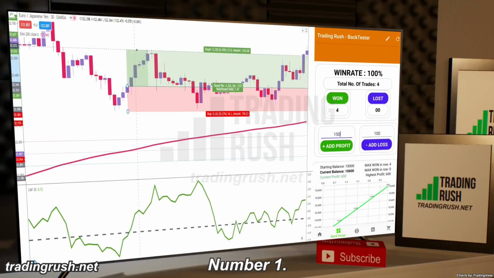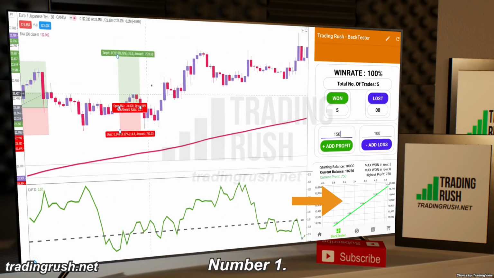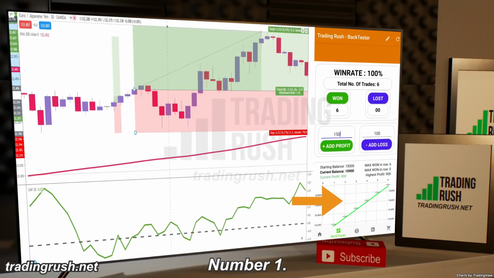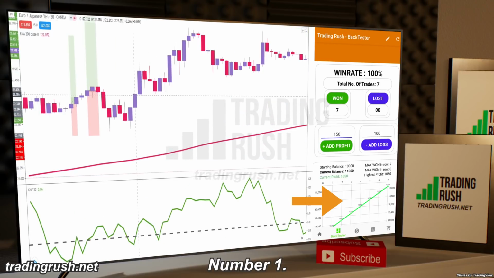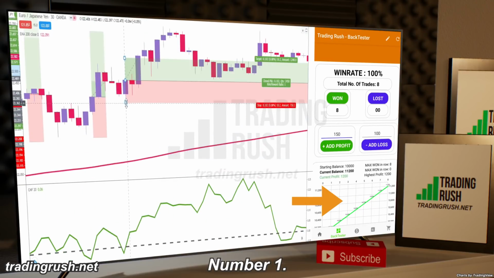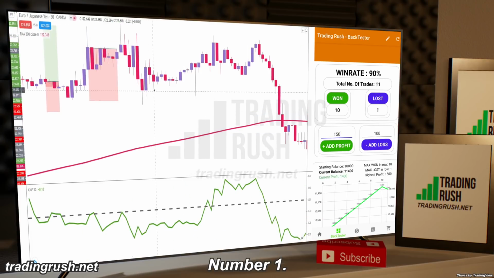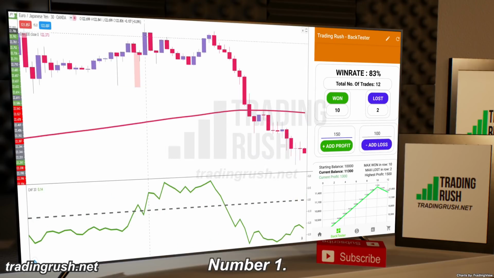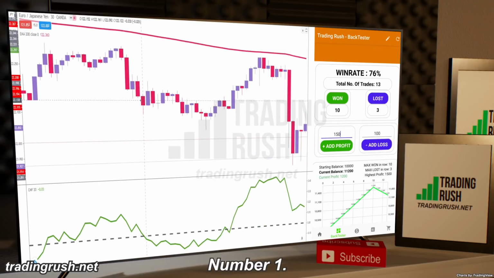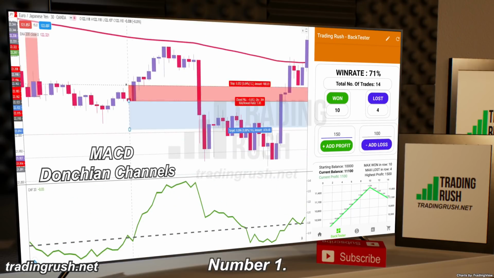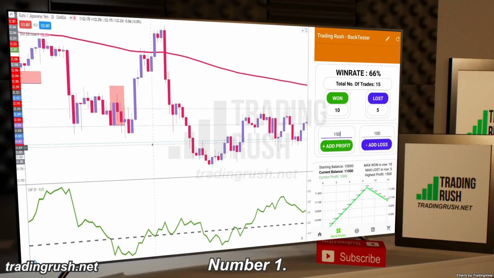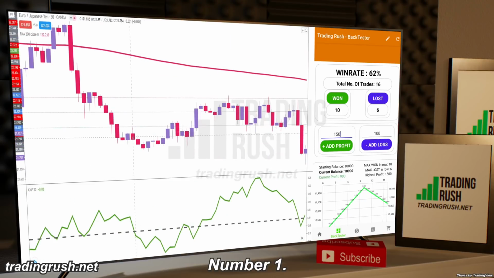Number 1. At the beginning, the Chaikin Money Flow trading strategy gave a lot of winning trades in a row. If you look at the profit graph in the Trading Rush app, you will notice that it is going straight up. I have tested many different trading strategies on the Trading Rush channel, and only a few indicators like the MACD and Donchian channels have given similar numbers of winning trades at the start.